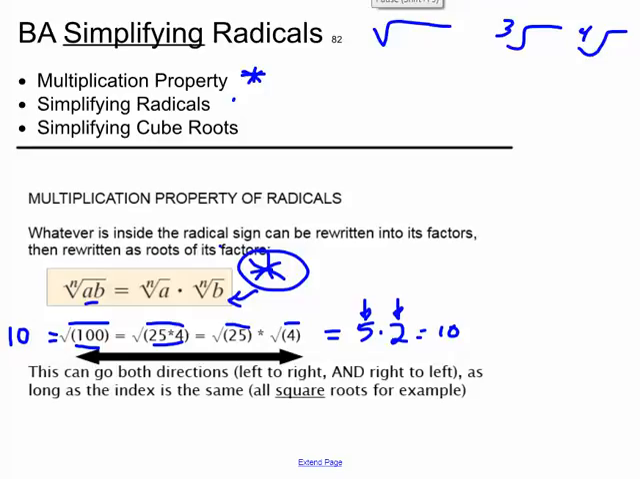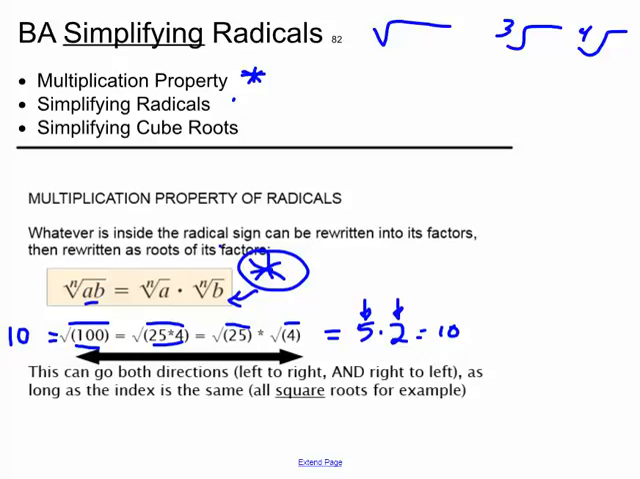Alright, so we're going to simplify radicals. The previous video had just numbers in it. This video now, we're going to introduce variables into simplifying radicals.